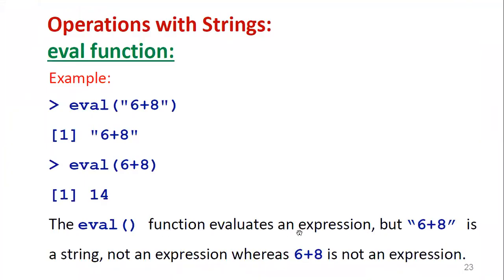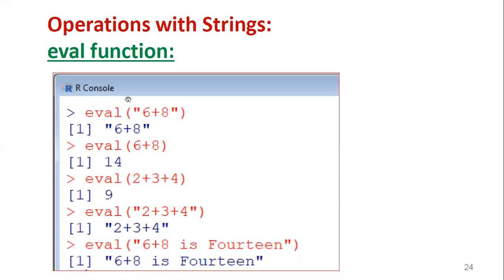So the eval function evaluates an expression, but 6 plus 8 within quotes is a string, not an expression. Whereas 6 plus 8 without quotes is an expression, so it evaluates the value. 6 plus 8 is 14. What we demonstrated here is that within quotes, whatever the value or expression, it displays as a string. Then direct values with some mathematical operations act as a calculator and get evaluated.